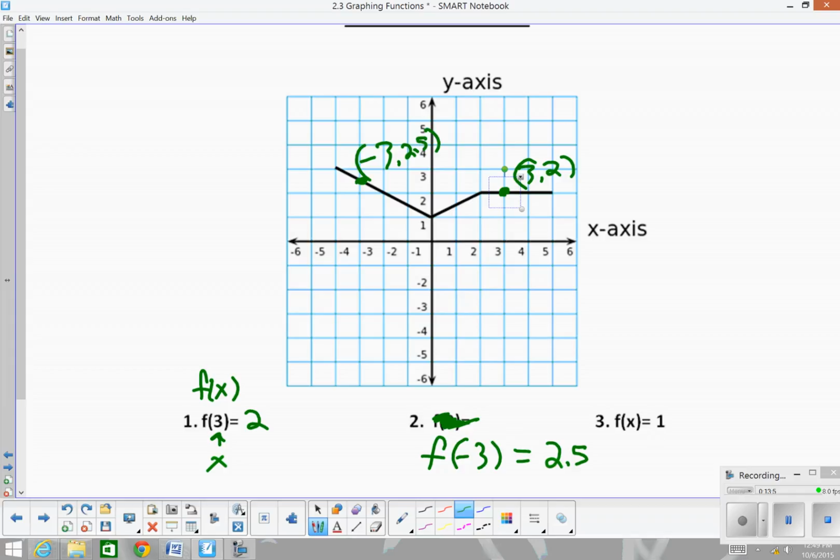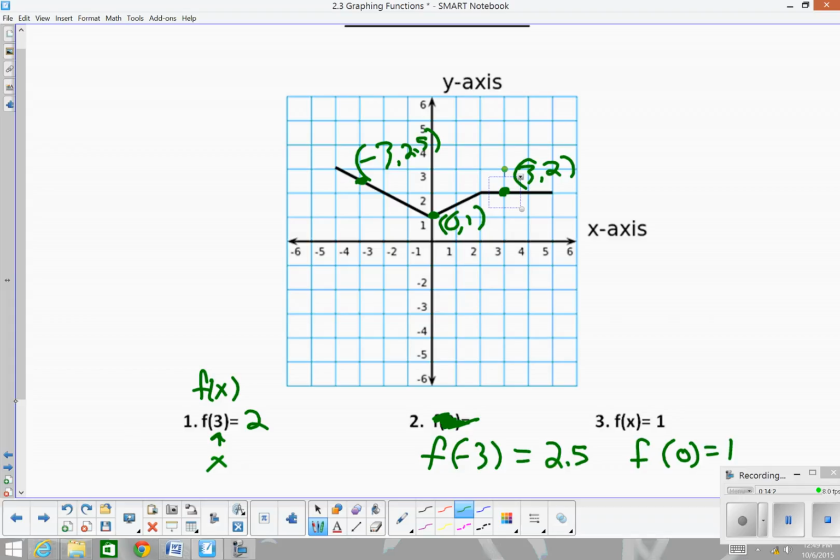Okay, lastly, now this is a little bit trickier because I don't have the x value. But what am I given? I'm given the y value. So when y is 1, what is my x? Well, the only value where y is 1 is right there. So that ordered pair is (0, 1). So what is my x value? My x value is 0, so you would rewrite that as f of 0 equals 1.